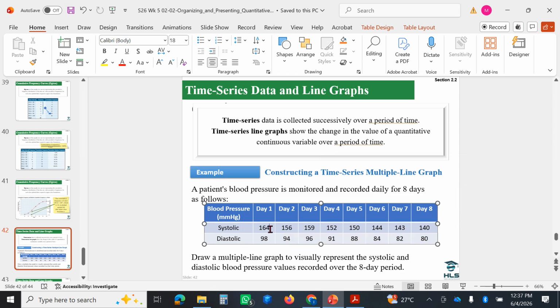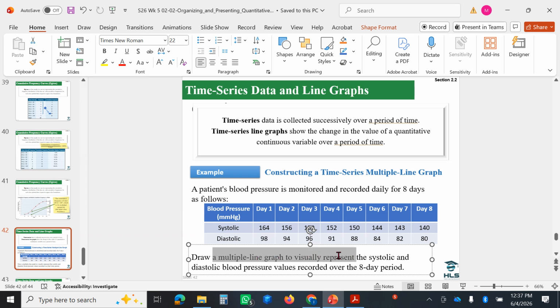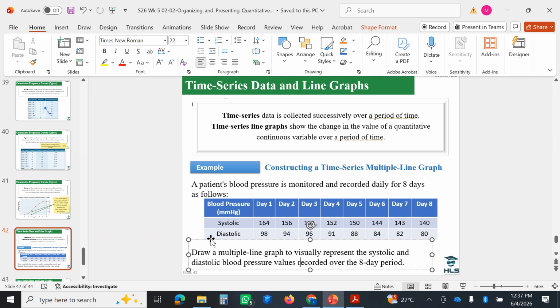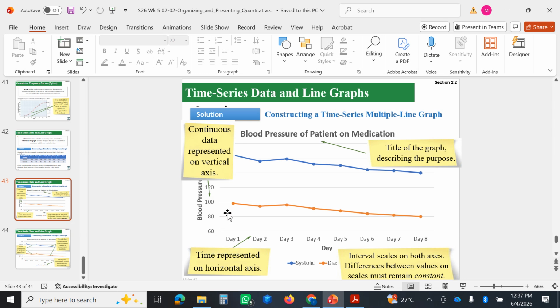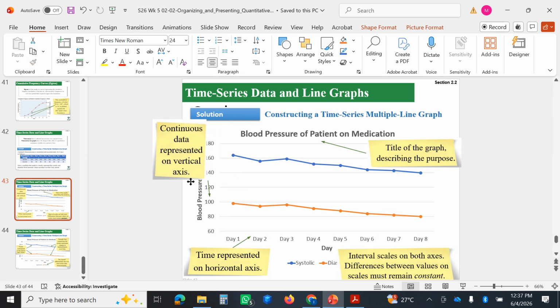So for this particular day, this person had a BP of 164 over 98. Day 2, they had a BP of 156 over 94. Draw a multiple line graph to visually represent the systolic and diastolic blood pressure values recorded over the 8-day period. So how do we do this here? This is what you're looking for, right? Just kind of move on out here a little bit. See there's your, and it's got to be fully labeled for full marks, right?